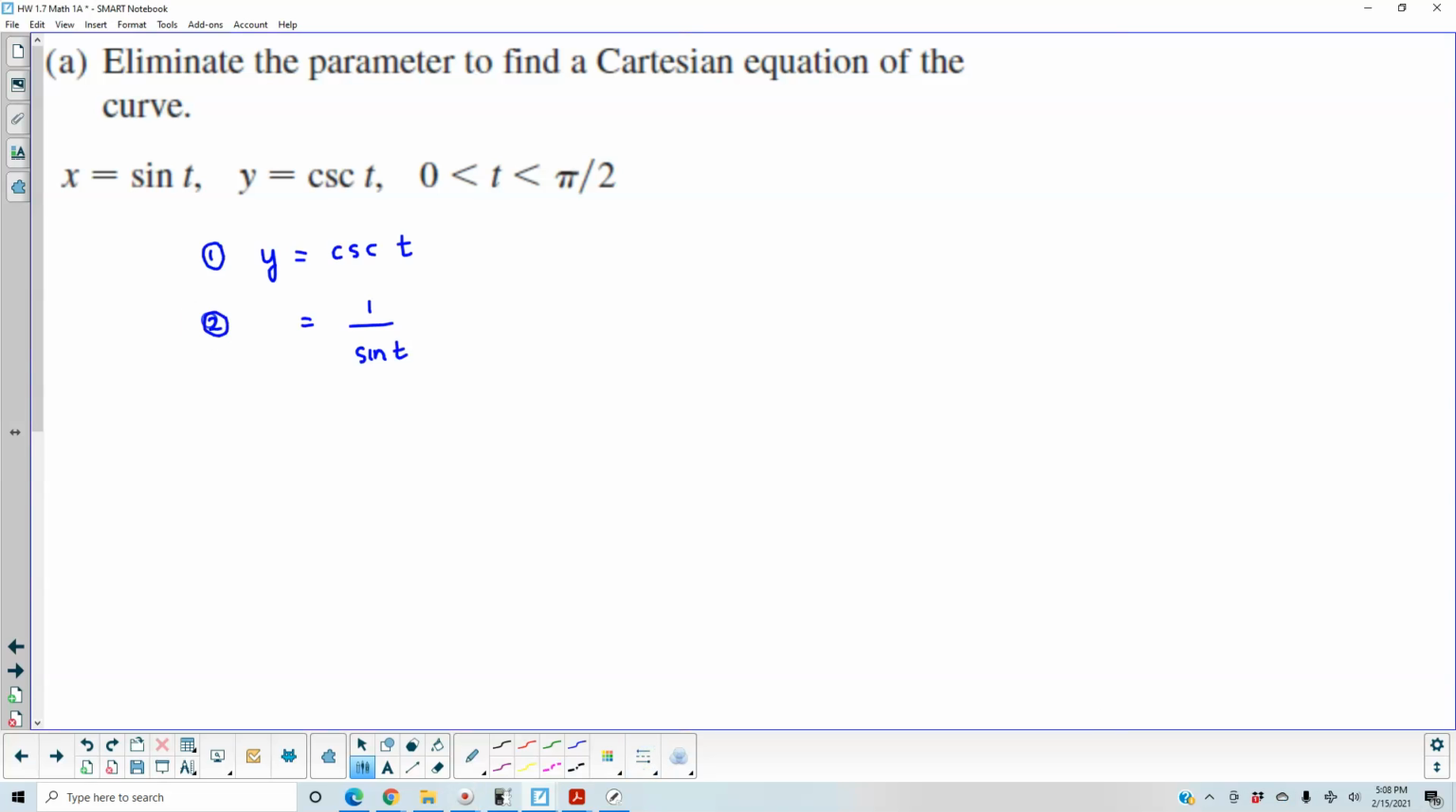So we can say that's step 2. And what do we know about the sine of t? We know the sine of t is equal to x. So y is going to equal 1 over x. So therefore, we've eliminated the parameter.